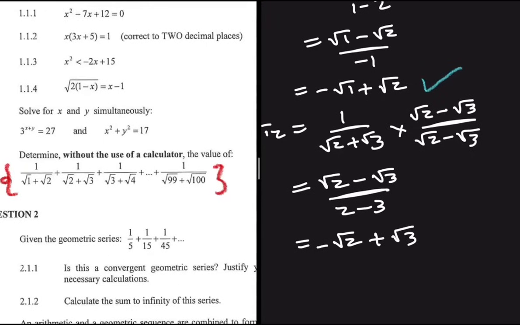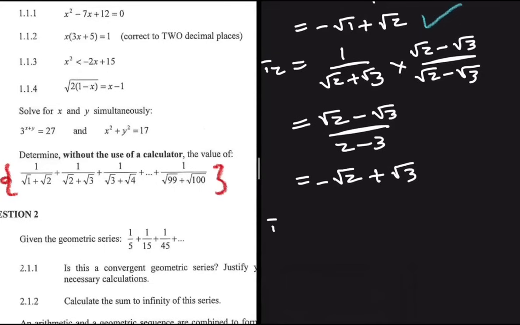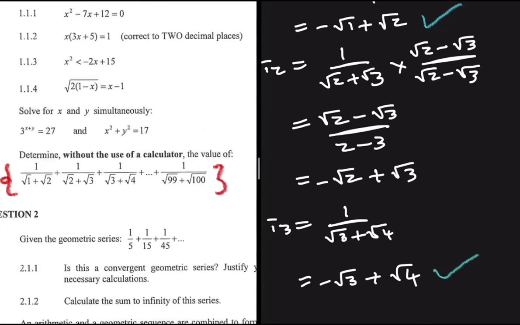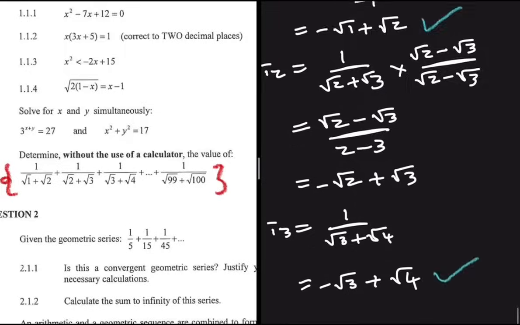So let's just do the same for T3 and the last term. We don't have to do that for all the terms. It will take forever. So if we do that for T3, we're going to get 1 divided by square root of 3 plus square root of 4. You already know what we're going to do from here, right? But then ultimately, our answer will be minus square root of 3 plus square root of 4. That will be our final answer after we do all that we've been doing, multiplying by the conjugate and so on. So that is T1, T2, and T3.